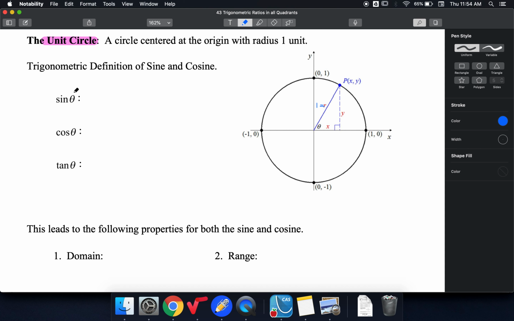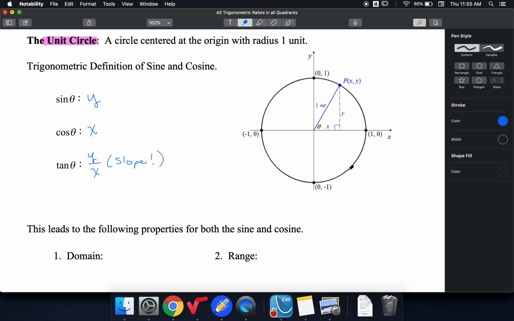If we think back to defining sine and cosine, we said sine of theta is opposite over hypotenuse, but since our hypotenuse is now 1, we can just say that sine of theta is y. Cosine of theta is adjacent over hypotenuse, so just x. Tan theta is y over x, which is my slope, if you notice, because that's my rise over run, my y over x.